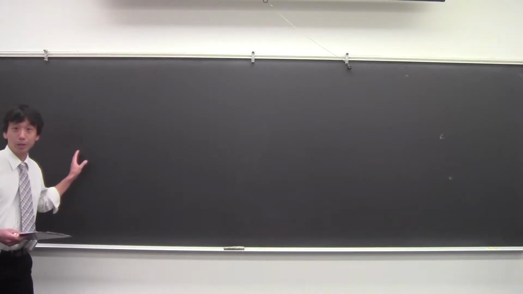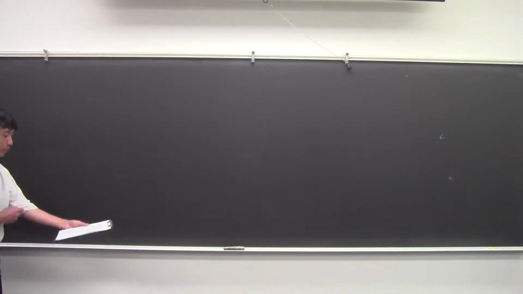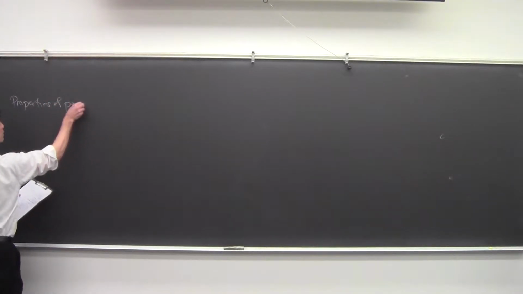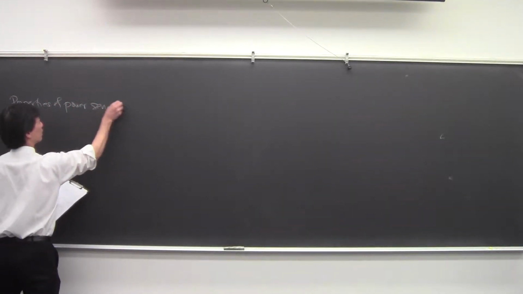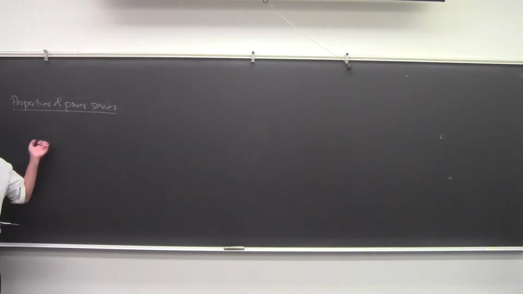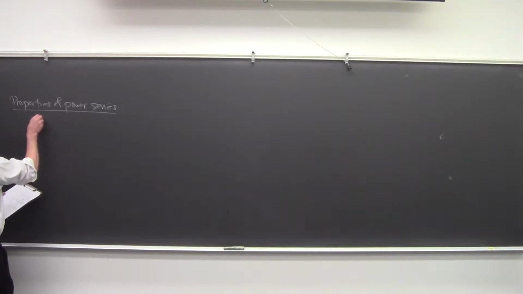Let me try to get across something that maybe I didn't get across so clearly the other time. We have this theorem, properties of power series, and it said that basically power series behave sort of like polynomials, right?